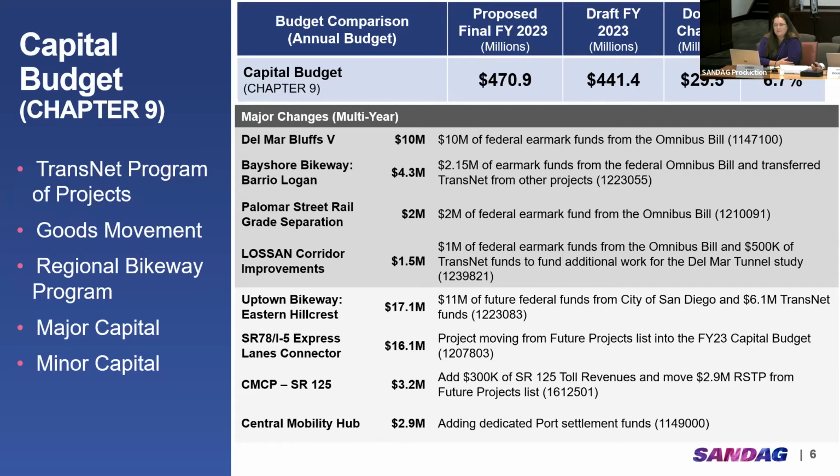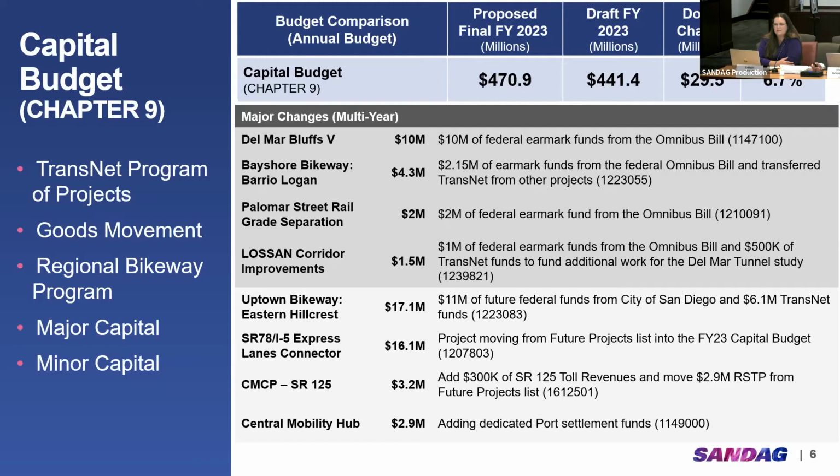About $15 million of federal funds is from the omnibus bill for Del Mar Bluffs 5, Bayshore Bikeway in Barrio Logan, the Palomar Street rail grade separation, and on the LOSSAN corridor for the Del Mar Tunnel study. We also added $17 million for the Uptown Bikeway in Eastern Hillcrest. Those are future funds from City of San Diego and TransNet money. State Route 78 and I-5 Express Lanes connector was part of the future projects list in the draft budget, is now being brought forward into FY23.